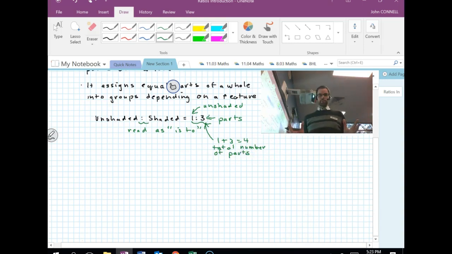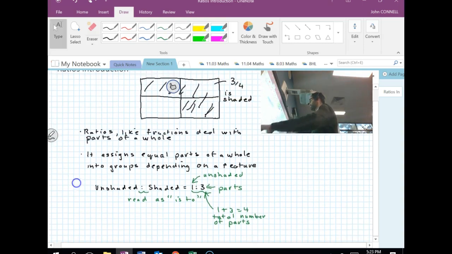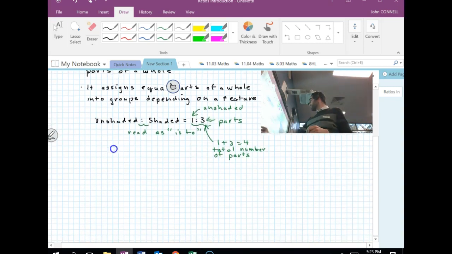Okay, and so that's the general idea of ratios. Now the feature in this case, where we did the ratio 1 is to 3, the feature that we were putting them into groups was whether they were shaded or not. And then the equal parts were those rectangles, which we split our whole rectangle up into.